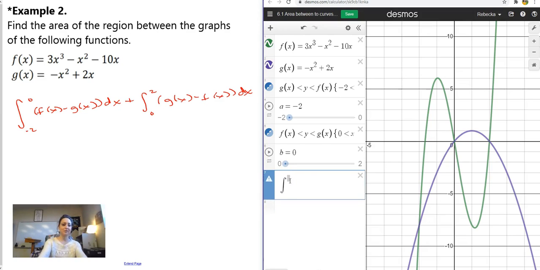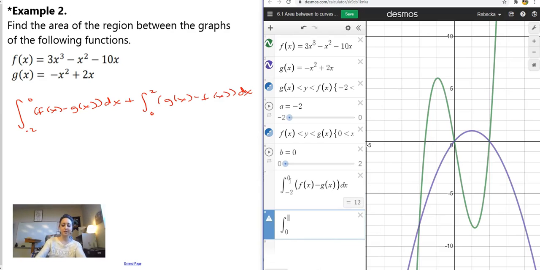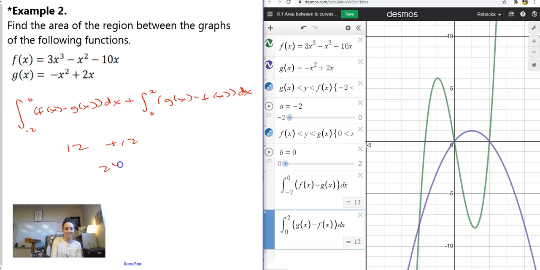So I'm going to go integral from -2 to 0, and show you how to do this on Desmos as well. And I can literally type in f of x minus g of x dx, so that part's 12. I'm going to do another integral from 0 to 2 of g of x minus f of x dx. That part is also 12, so my final answer is going to be 24.